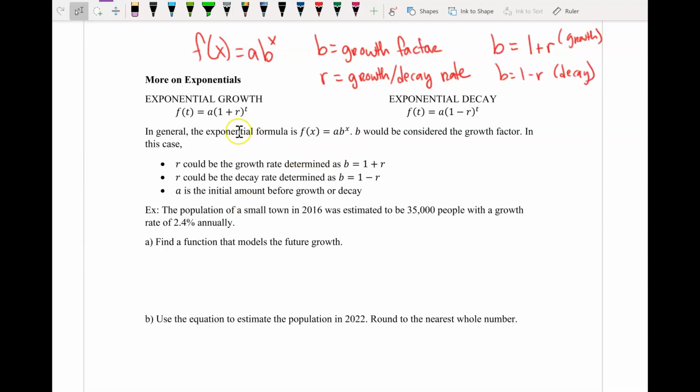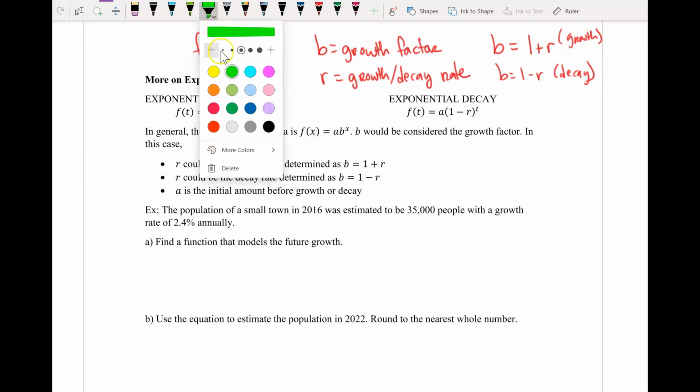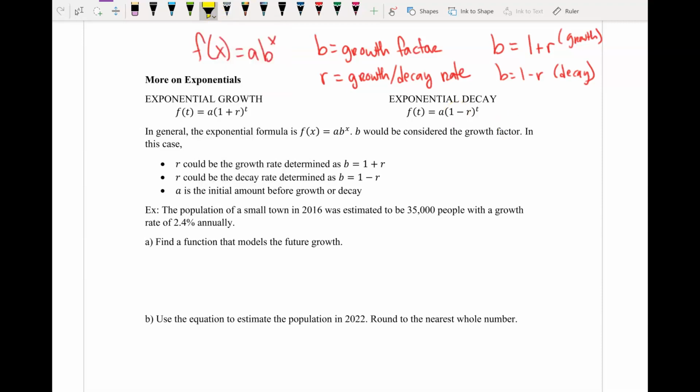So here we can rewrite it as a(1 plus r) to the power of t and a(1 minus r) to the power of t. If you've ever taken finance or accounting, you probably have seen these formulas before for present value, or how much money you will get after the first year, given a certain APR. So we can use these two different formulas. Sometimes the growth factor is given to you, like if it's doubled, but sometimes they give you the rate itself, the percentage.